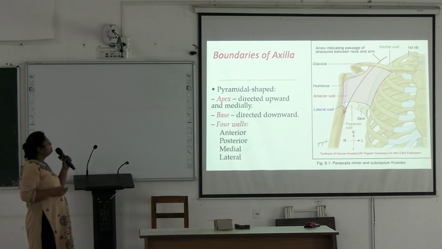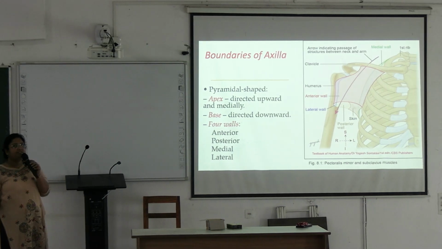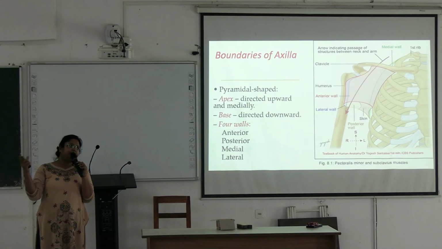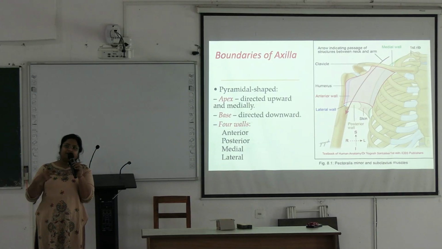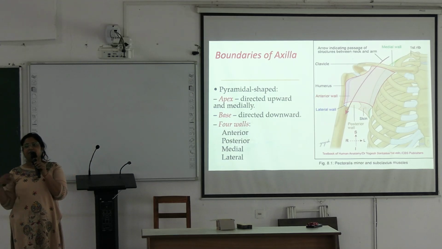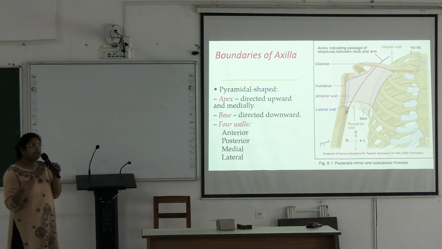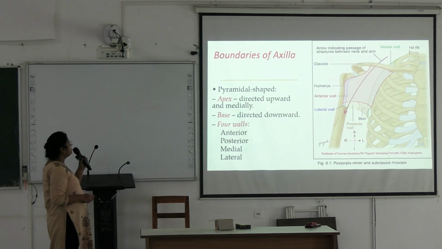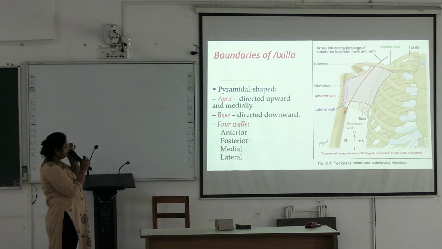Next, we are going to the boundaries of the axilla. During dissection, you have to see all the boundaries, its apex, base, four walls you have to appreciate, and what are the structures forming all these walls and other parts. So apex is directed upward and medially. Here lies the apex. Base is directed downward. Here is the base.